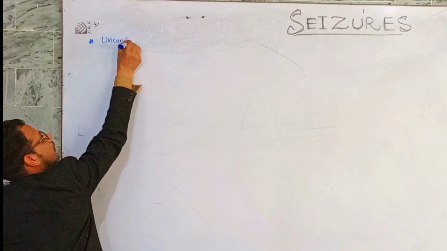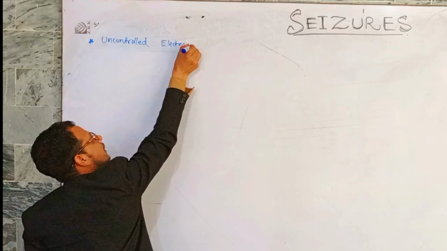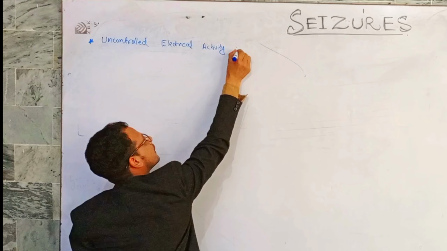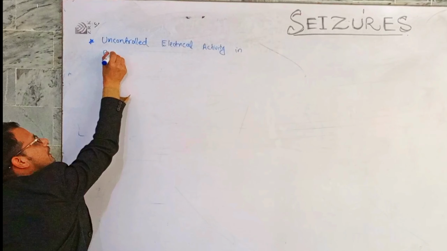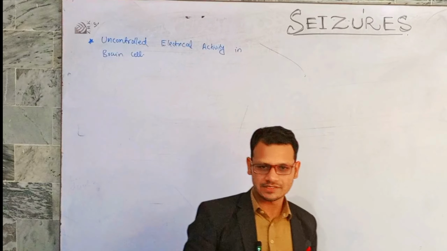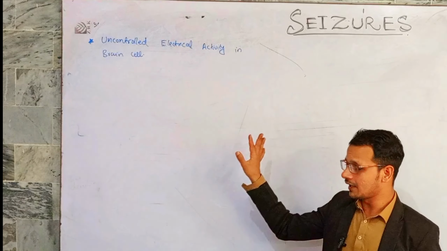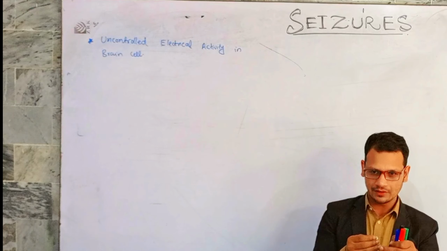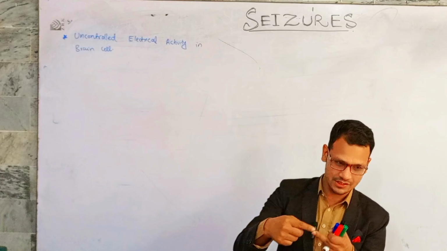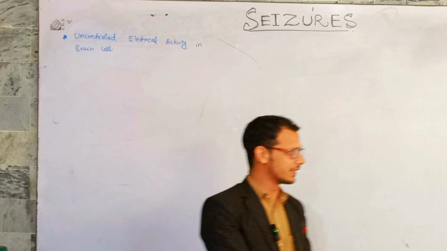Uncontrolled electrical activity in brain cells. What is a brain cell? Neurons or nerves. They are called brain cells, and all the neurons are interconnected by synapses or neuro junctions, and electrical activity is responsible for taking these impulses from one neuron to another neuron.